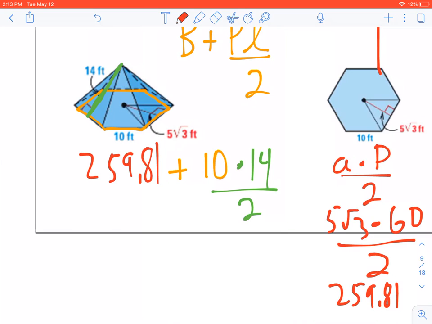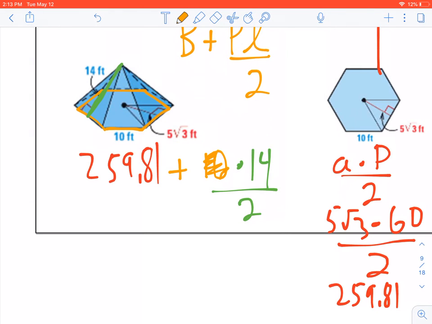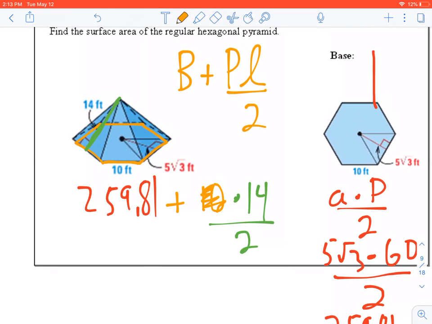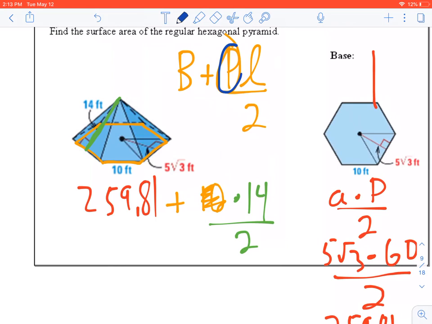Now, I know I said to find the perimeter of the base, you add up all those sides, 10 plus 10 plus 10 plus 10 plus 10. I didn't write it down that way though. I only wrote down our 10. This was the perimeter of our base. This was our P. That perimeter of our base then should be 10, 20, 30, 40, 50, 60.